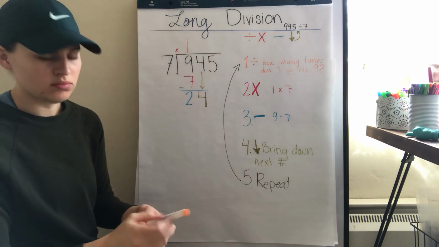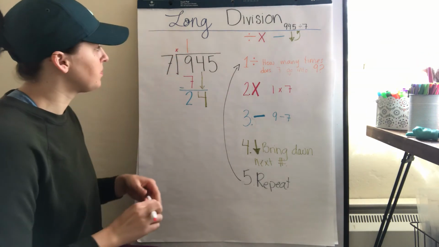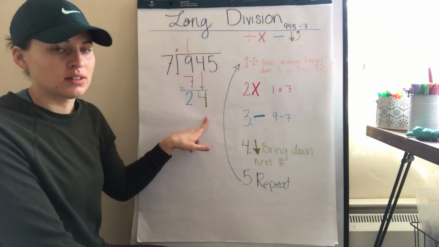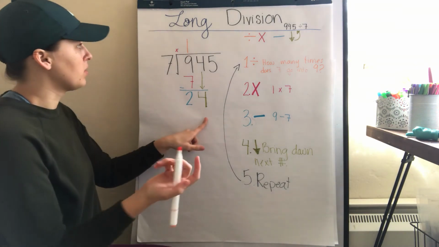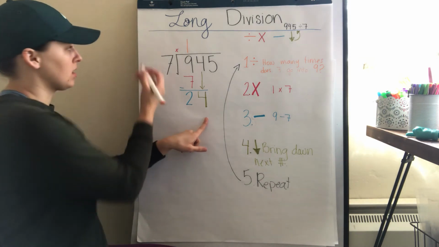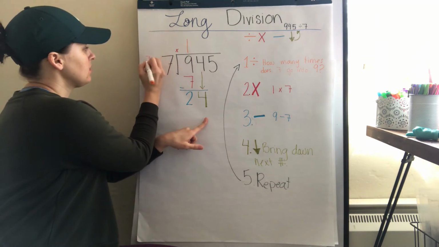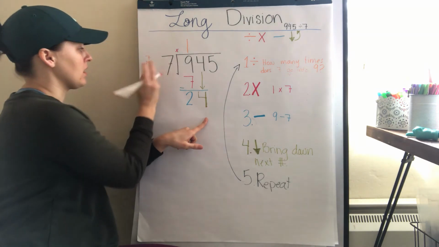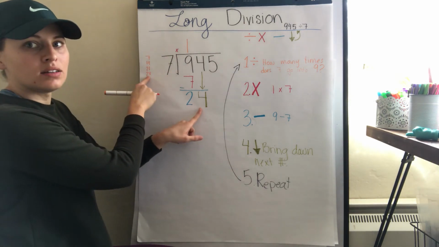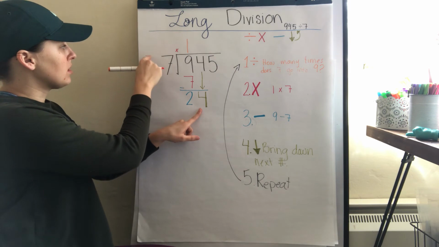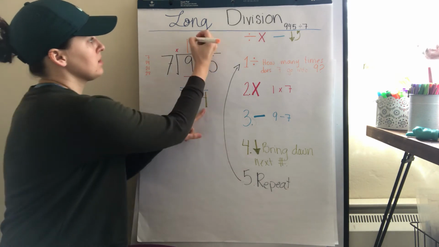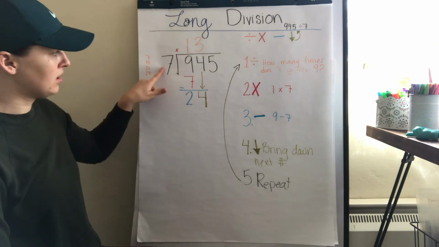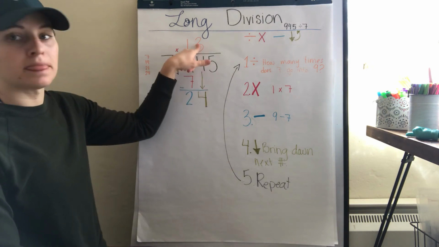So, let's divide. 7 goes into 24 how many times? And we can think in our head, or we can even skip count. And I'll do that on the side. 7, 14, 21, 28. 28's too high. So it goes in 1, 2, 3 times. Alright? So 7 goes into 24 3 times.